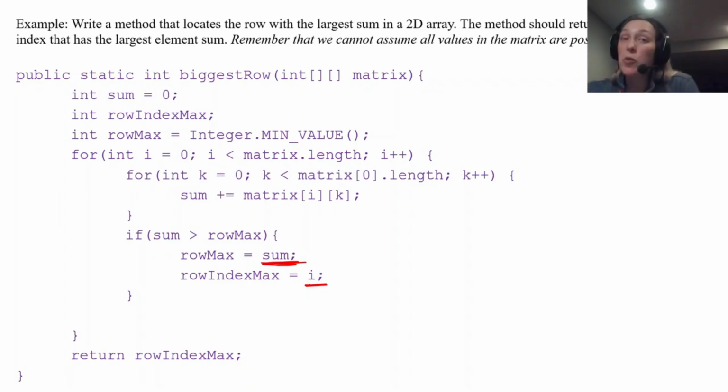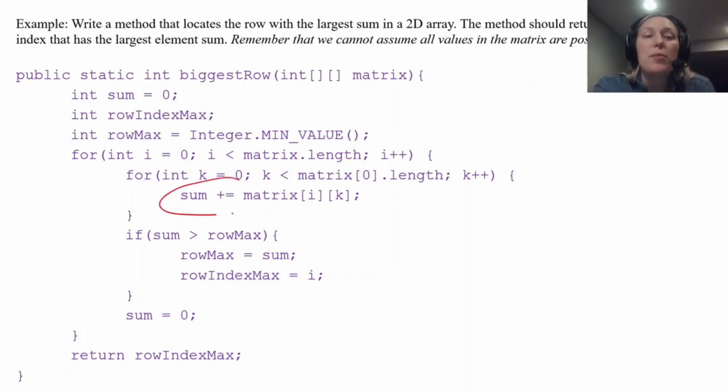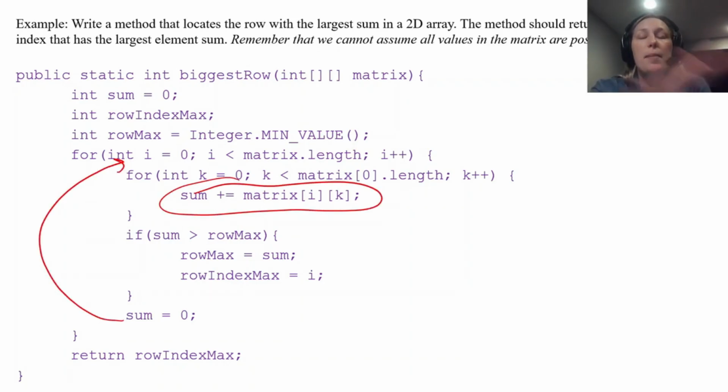Okay, and we're almost done. But remember that sum needs to be reset to 0, because I'm accumulating it here. Before I go back up and move to the next row, I need to reset it equal to 0. I think on your homework I asked you to do this same exact thing, but with columns. So enjoy that.